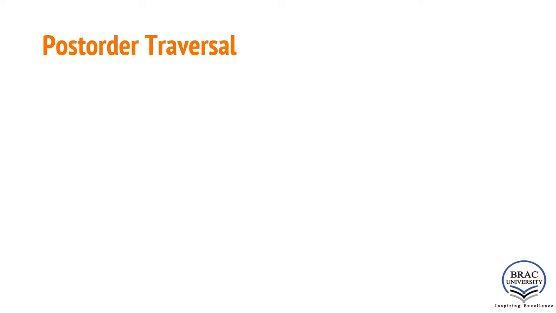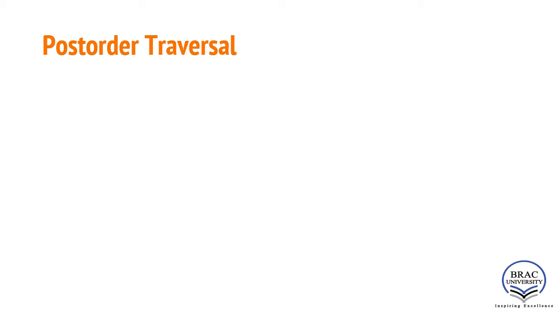Now for post-order traversal. As in the definition of pre-order traversal and post-order traversal, you already have an idea that in pre-order traversal, the root will be visited first. Visited means we go to the node and print the value of the node. But for post-order traversal, the root will be visited at the very last moment. But we will start our traversal from the root. Always, for any kind of traversal, you need to start the traversal from the root.